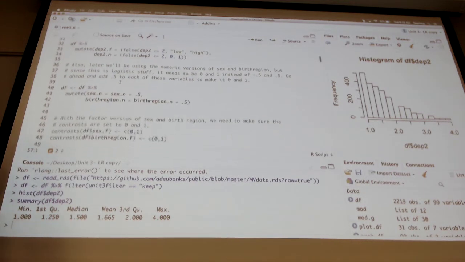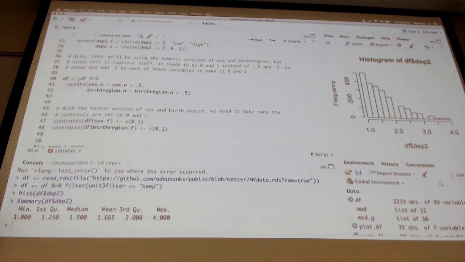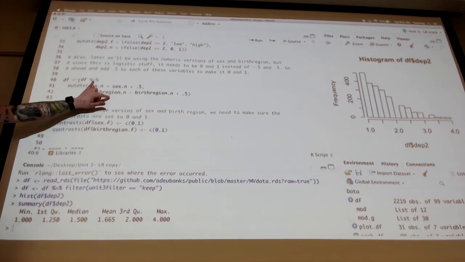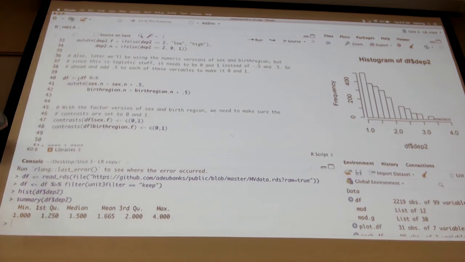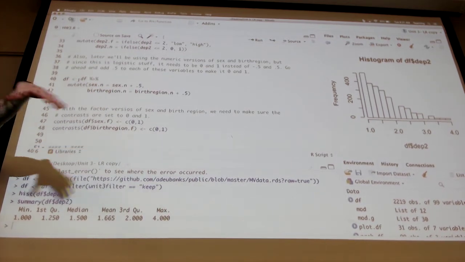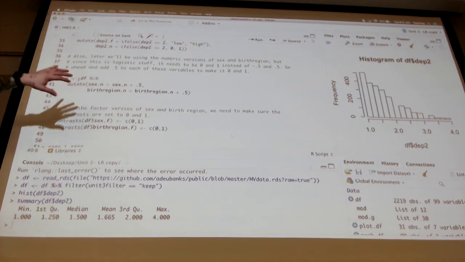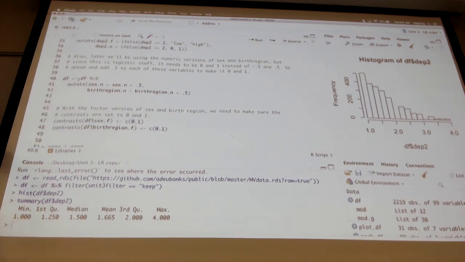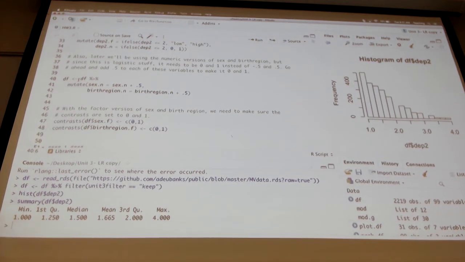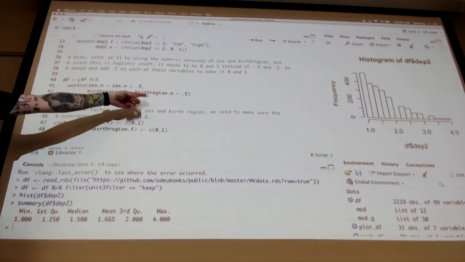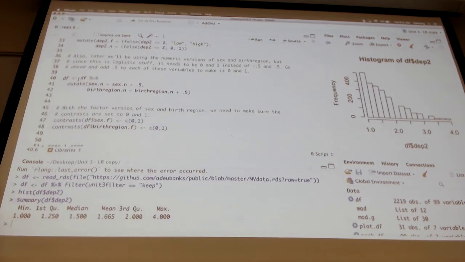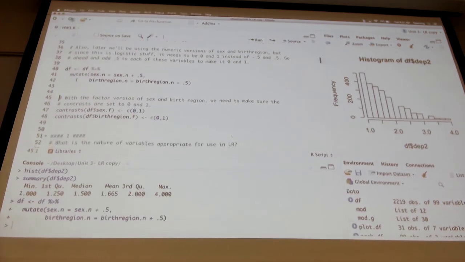All right, so then the last couple things before we actually get into the homework questions and the model. One is that since we're using sex and birth region, later we'll be using the numeric versions, which I have coded in the data as -half and +half. But for logistic regression, we need to make those 0s and 1s instead. So here, all I'm doing is adding half to make it 0s and 1s for both of those.